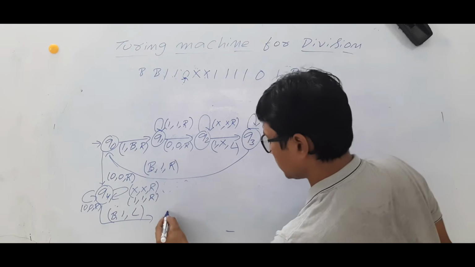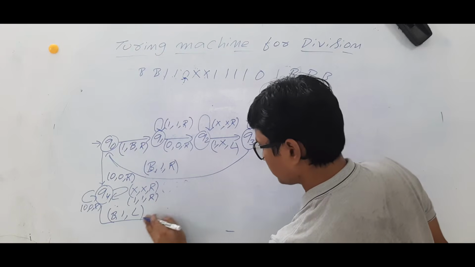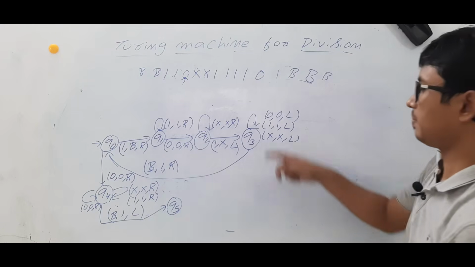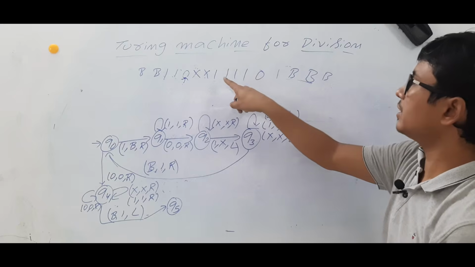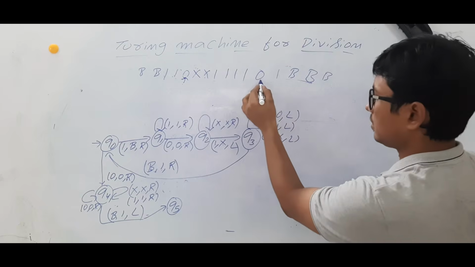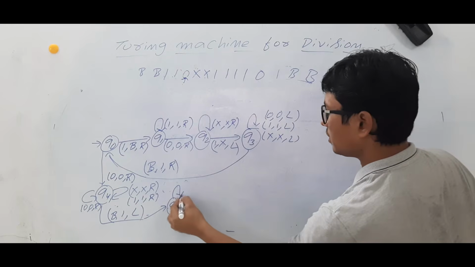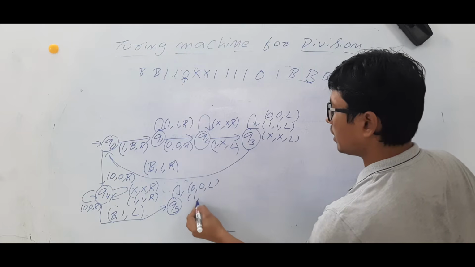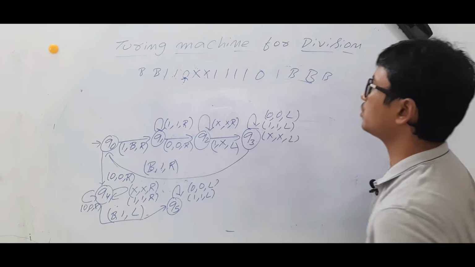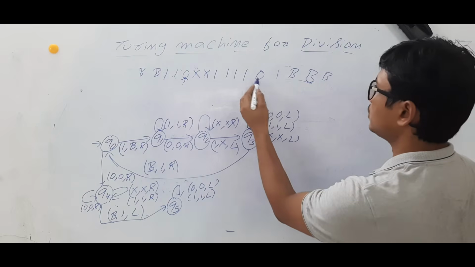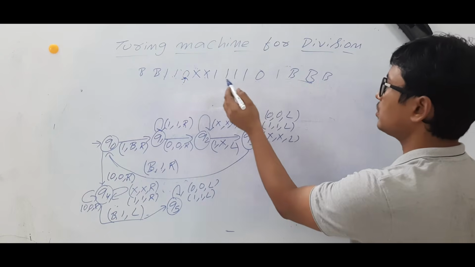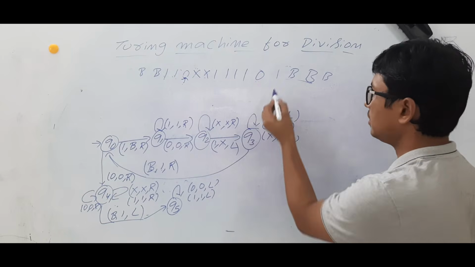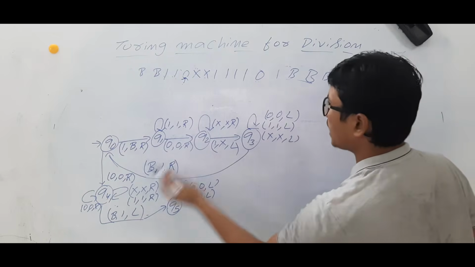And I reach the state called Q5. Let me write it here. I am reaching a state called Q5. From Q5, if I get a 0, I will make it as 0, move to the left. If I get a 1, I will make it as 1, move to the left. Zeros, I will make it as 0s, move to the left, because previously this blank is there.